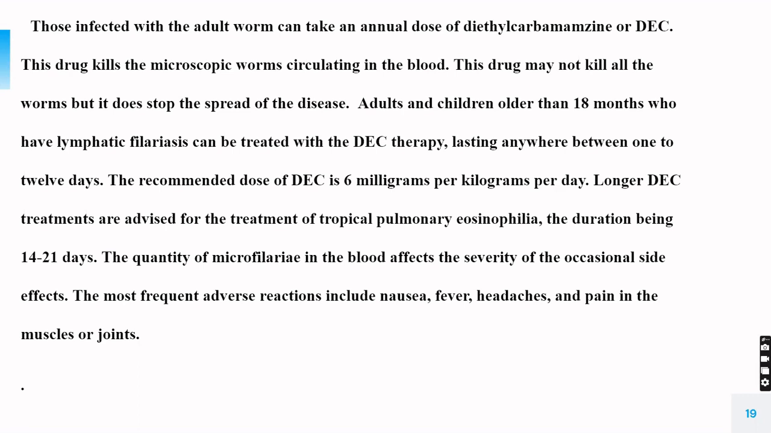The quantity of microfilariae in the blood affects the severity of occasional side effects. The most frequent adverse reactions include nausea, fever, headaches, and pain in the muscles or joints.